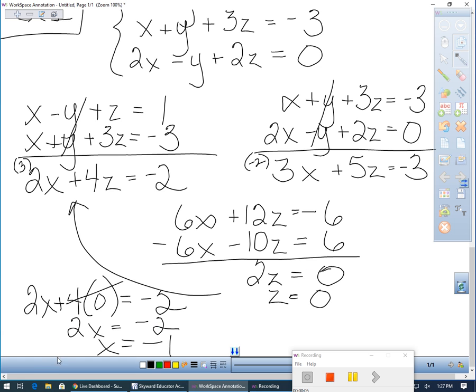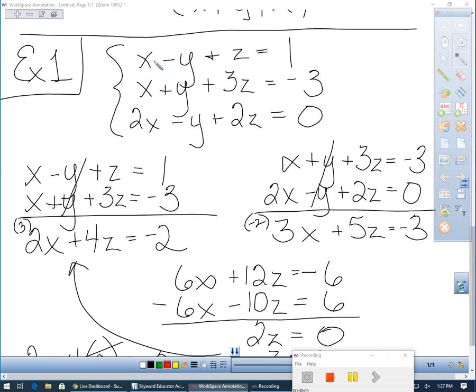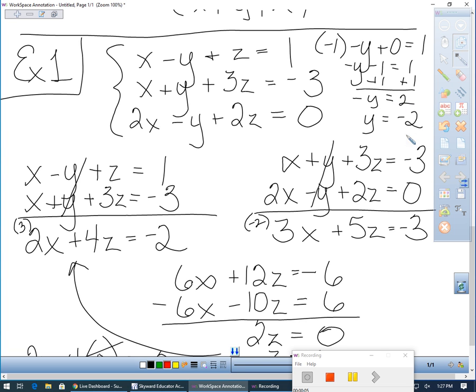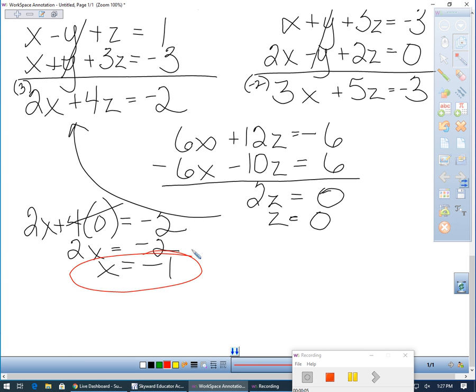Now I'm going to take those two results and put them all the way back into the top equation. So back here in the top, I have negative 1 minus y plus 0 equals 1. Combining like terms, I have negative y minus 1 equals 1. Adding 1 to the other side, negative y equals 2, so y equals negative 2. Right? So we got the answers. y equals negative 2. We also got that x equals negative 1 and z equals 0.